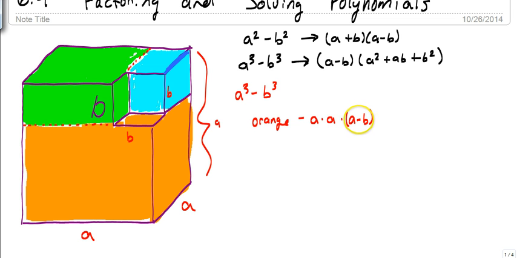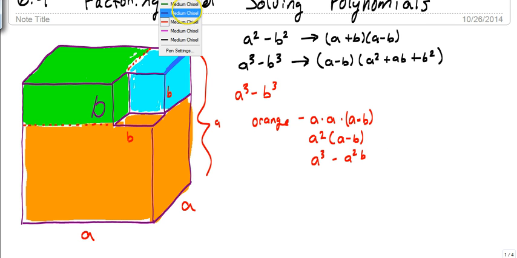This is the volume of the orange piece, and it's a minus sign there. So when I multiply this, I get a squared times a minus b, which is a cubed minus a squared b. That's the orange piece, just finding the volume. So now I'm going to look at the volume of the blue piece.